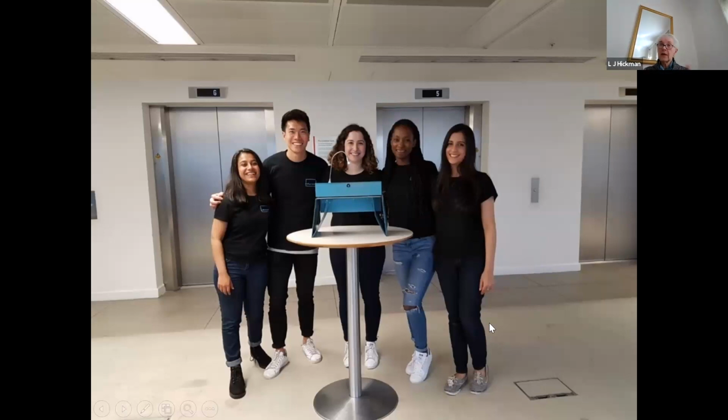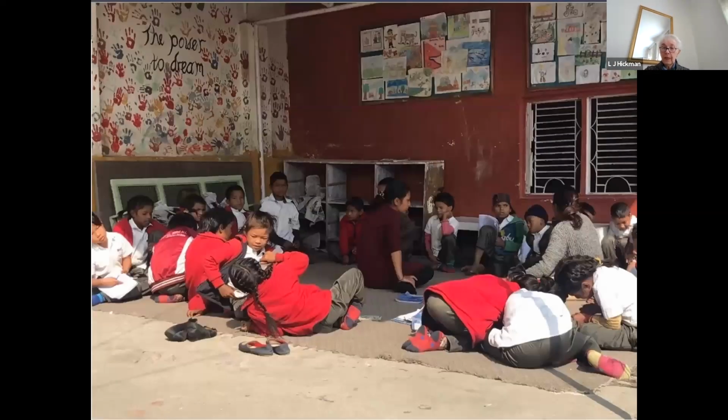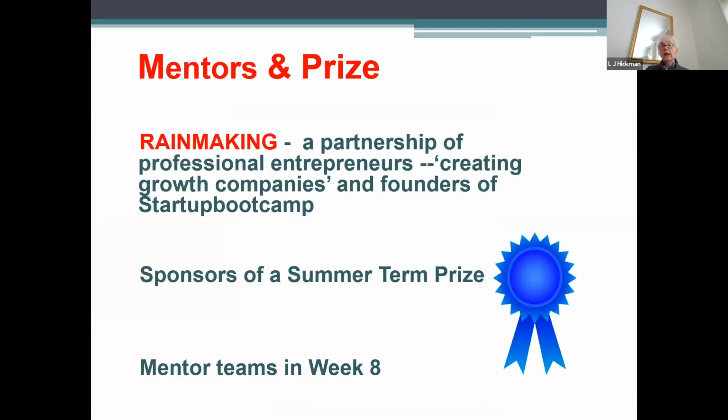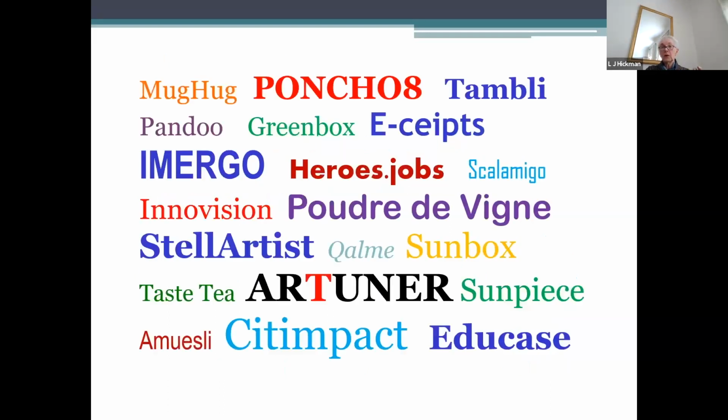And I wanted to show you that because it's what we could do with design thinking at LSE. We had the teams from everywhere, lots of ideas. The design thinking brought them to solutions that could be used anywhere in the world. We had many. Here's a picture of EduCase today. It's in a little folder. They take it out and it folds out, and it's a desk at home or at school. We had a sponsor of professional entrepreneurs, Rainmaking, also founders of Startup Bootcamp, a huge successful worldwide accelerator. They came and gave prizes.